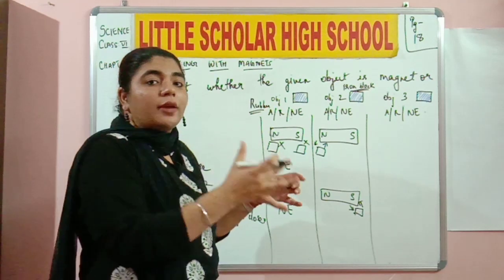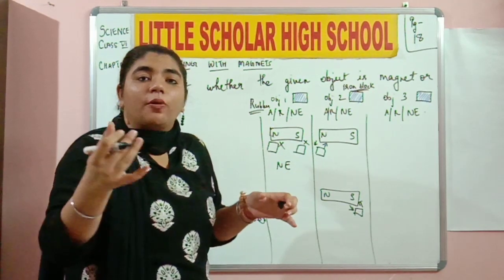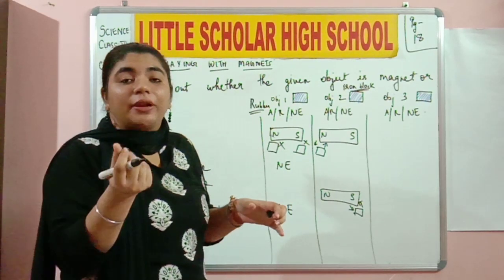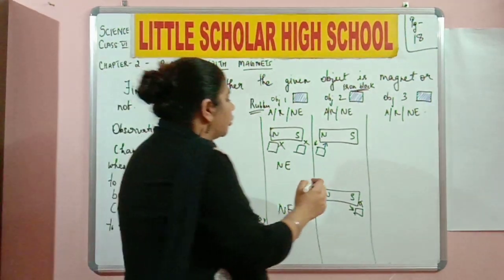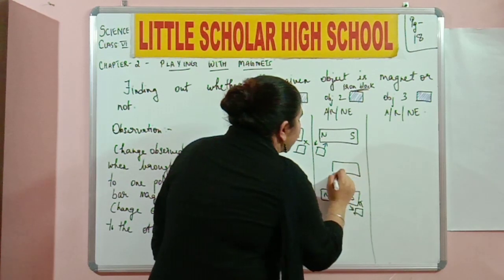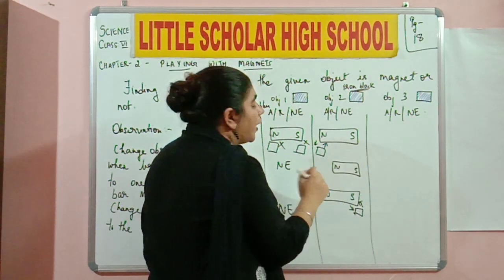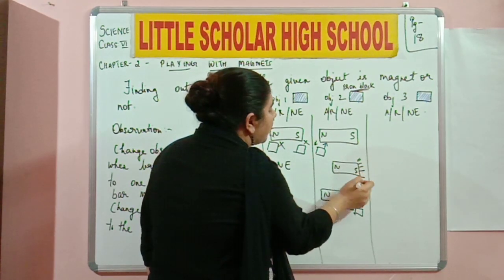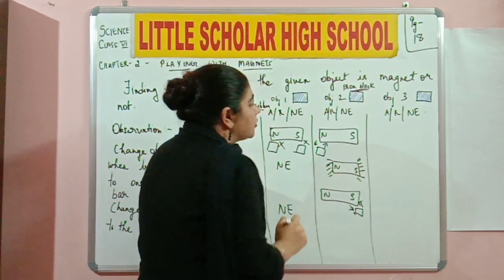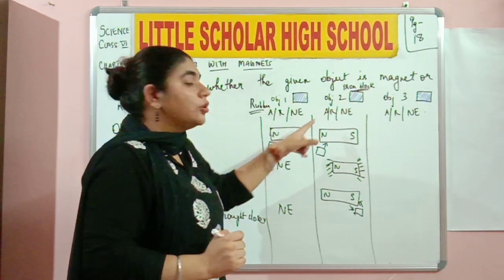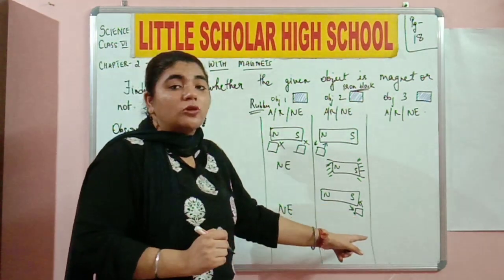This means it is a certain type of material which is made up of iron or cobalt or nickel. For example, iron filings, yes or no? You remember what iron filings were? If this is the north and the south pole of the bar magnet and I drop some iron filings over here, they are going to get attracted to both the poles. Similarly, this object number 2 got attracted to the north pole as well as to the south pole.